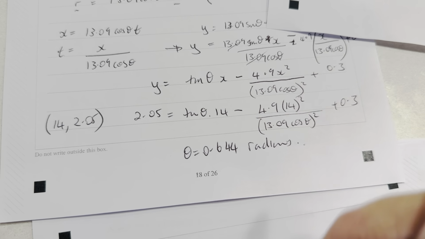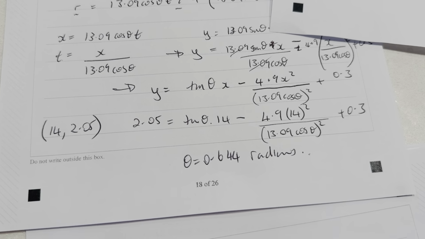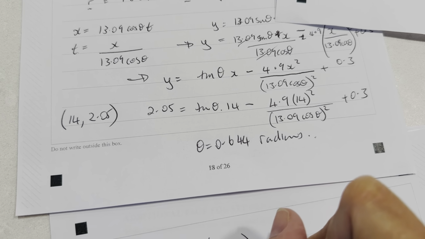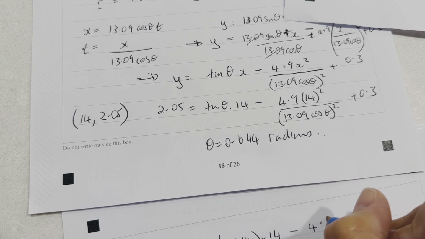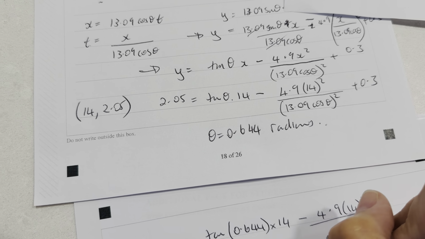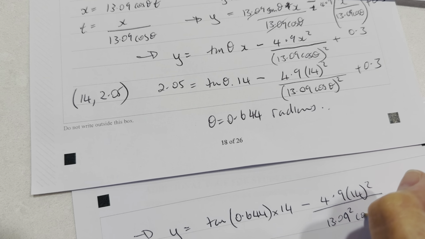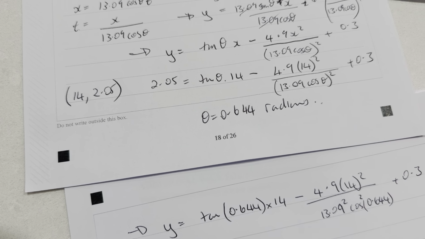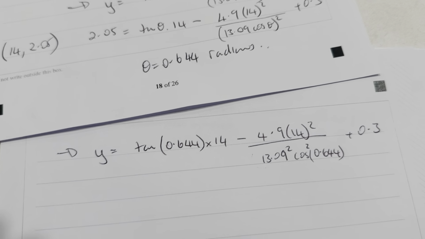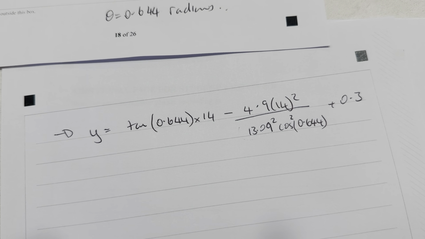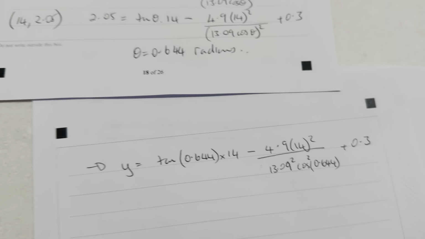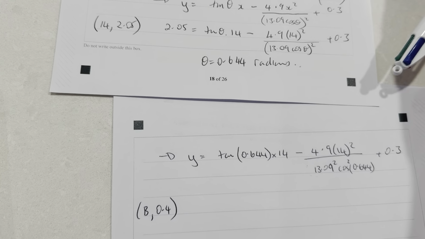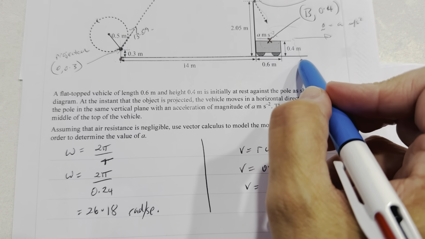looking at my Cartesian form here, so I'm going to rewrite that as y equals tan 0.644 times 14, take 4.9 14 squared over 13.09 squared cos 0.644 squared plus 0.3. Obviously, you could simplify these numbers for your working. Not a problem, we can do that. Now we're looking at the point B, 0.4. So we essentially want to know how far over is this going to land in the X direction.